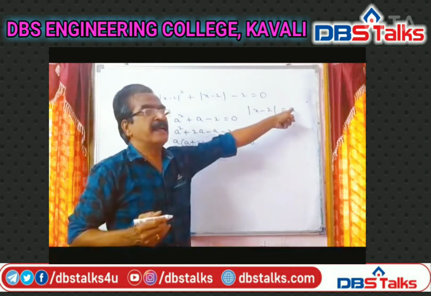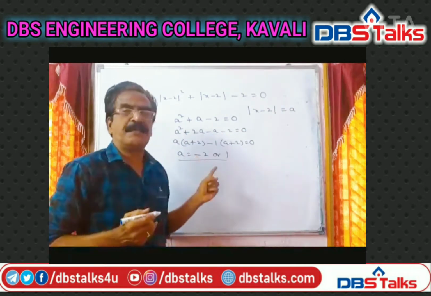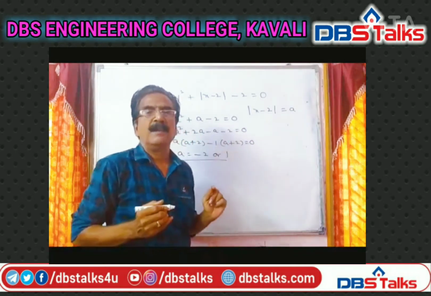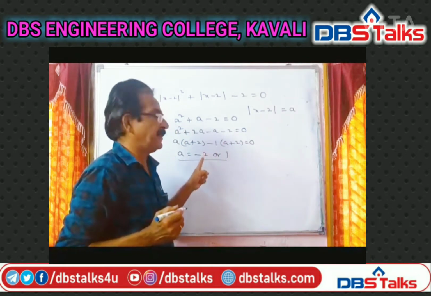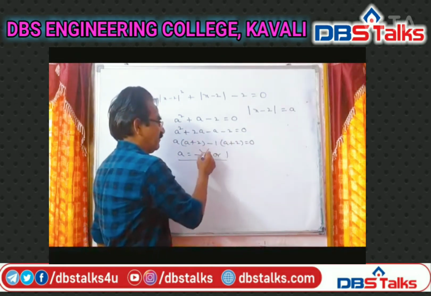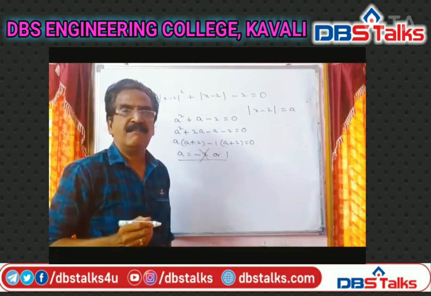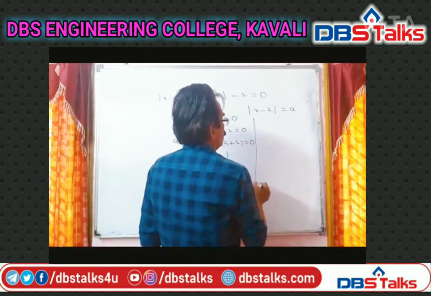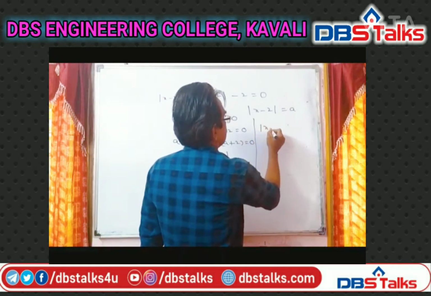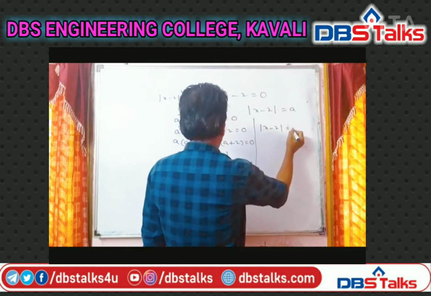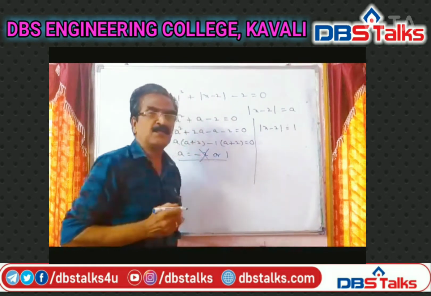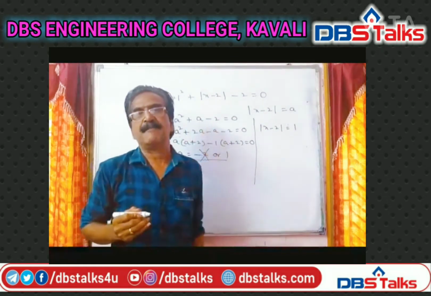So what is a? Mod x minus 2. Mod x minus 2 cannot be negative, so we reject this value. So now what do we have to take? Mod x minus 2 is equal to 1, we accept.